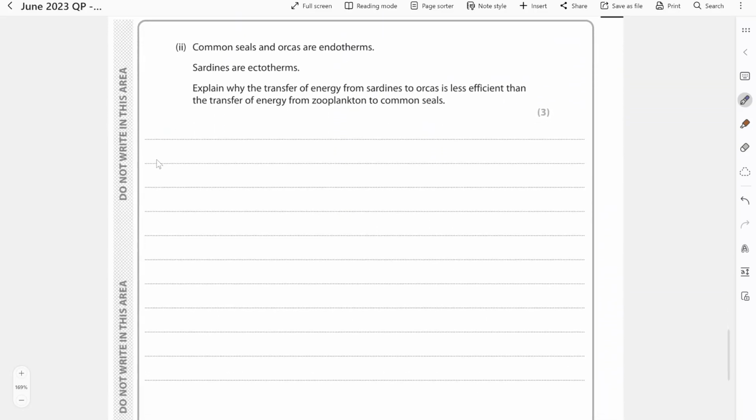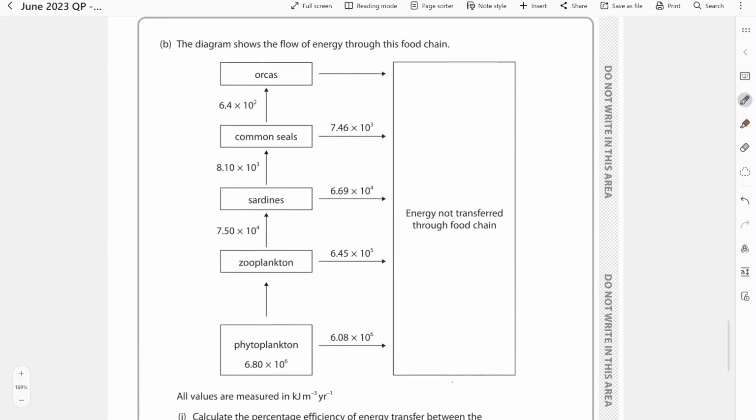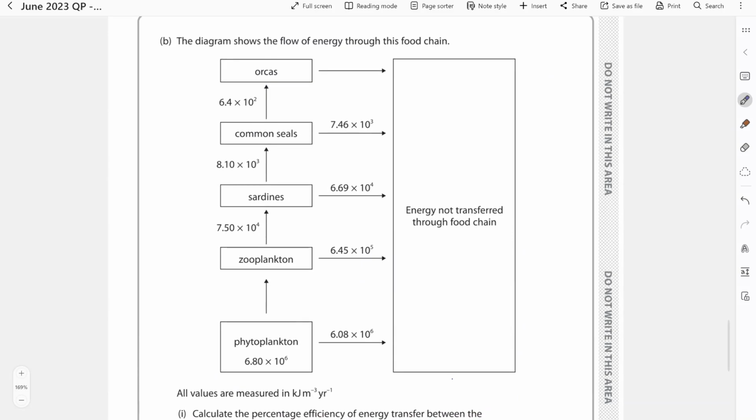Common seals and orcas are endotherms. Sardines are ectotherms. Explain why the transfer of energy from sardines to orcas is less efficient than the transfer of energy from zooplankton to common seals. All right, let's look at the diagram. So it says the energy transfer is less efficient from sardines to orcas. So this is less efficient compared to if you do zooplankton to common seals. Now, the reason why is with the sardines to the orcas, you've got the common seals that's in the middle.